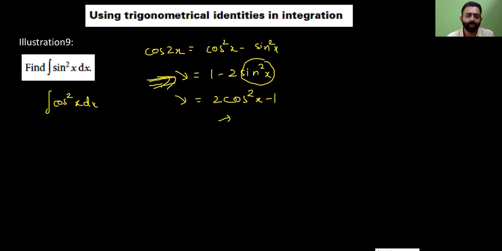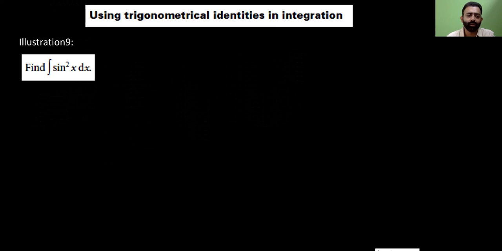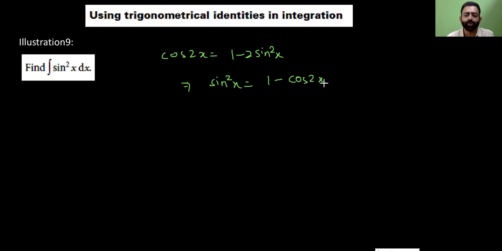Now from here, let me clean this up. Once I know that I have to use this formula, cos 2x is 1 minus 2 sine square x, that means I can write sine square x as 1 minus cos 2x over 2. So writing this as the integral of 1 minus cos 2x over 2 dx.